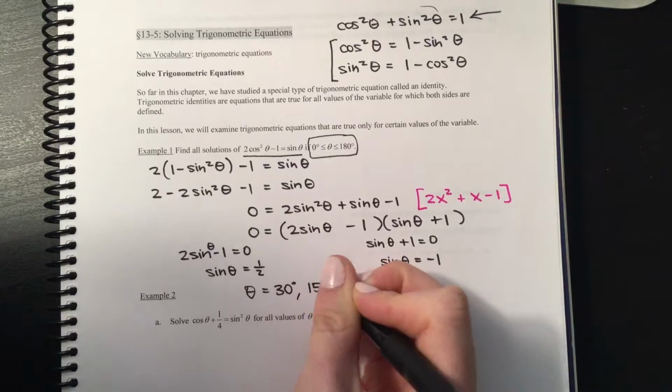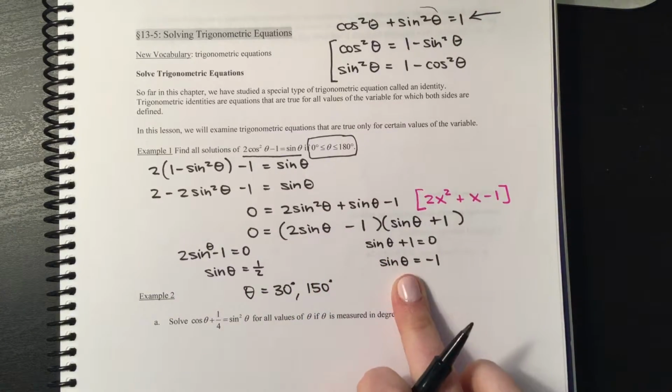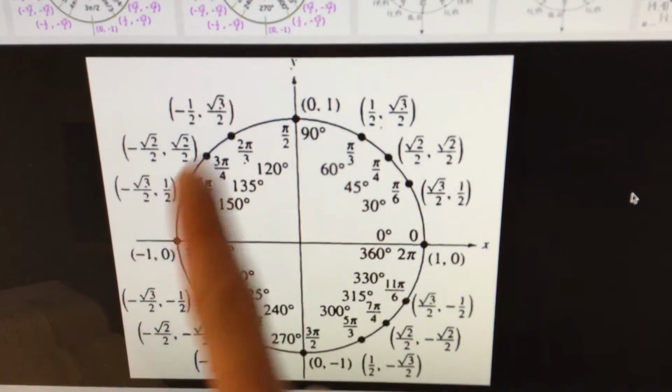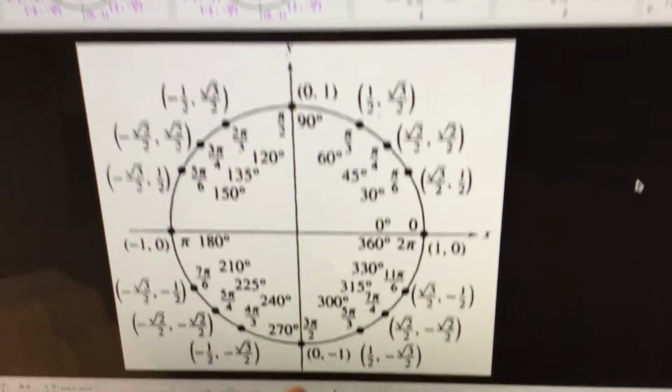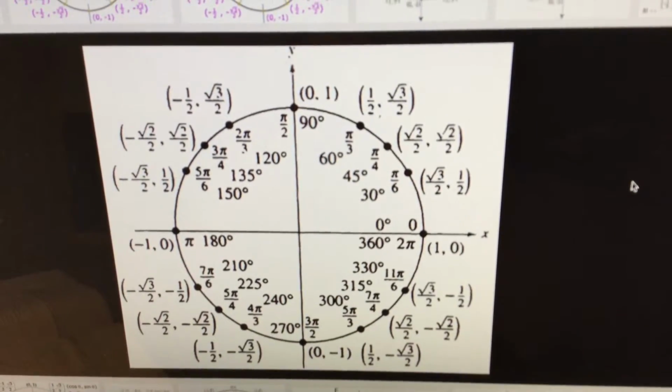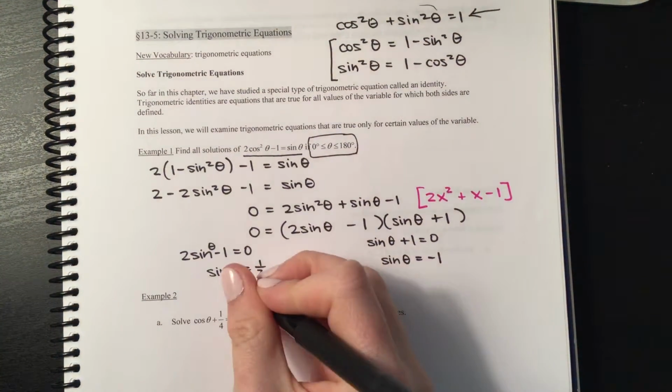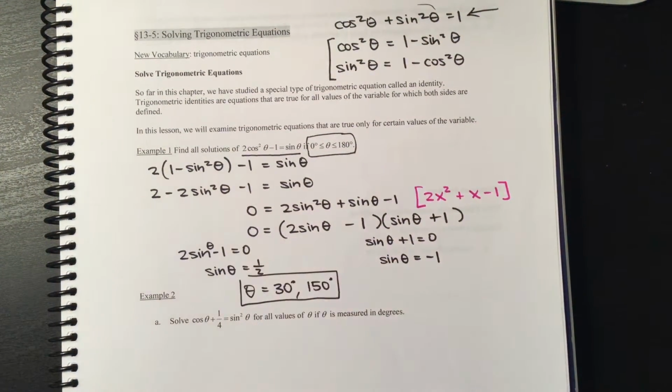And then let's see what else we get from this one. We want sine of theta to equal negative 1. Again, we're looking just at the top half of this circle. There is no negative 1 for my y values. It's down here, but that's not within my domain, so I actually don't include that at all. So my only answers that I have would be these answers. So that would be your final answer there.